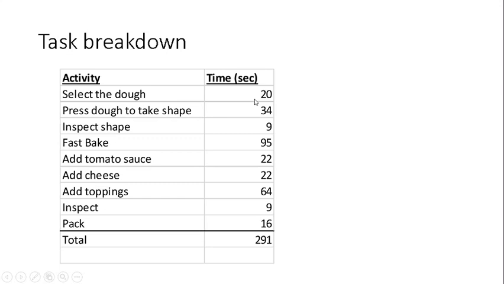Then you have to identify or calculate the time that is required for each task to be completed. So for example, you can see here that we have to select first of all the dough, which takes 20 seconds, press it to take the shape, then have an inspection whether it is appropriate or not. If it's not, then reject it. Then a quick bake to get a solid form, then add tomato sauce, cheese, toppings, inspect if everything is fine, and then package and send it to a supermarket or to the freezer.